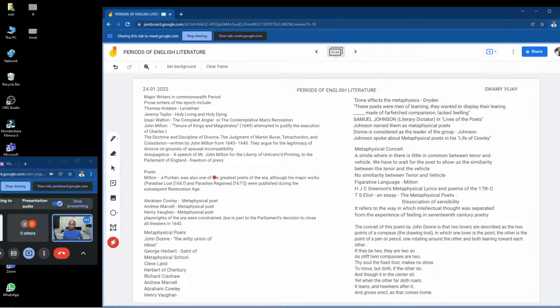So till here, any questions, any doubts? The Renaissance period is divided into the Elizabethan age, Jacobean age, then Caroline age, and then Puritan interregnum. Any questions?